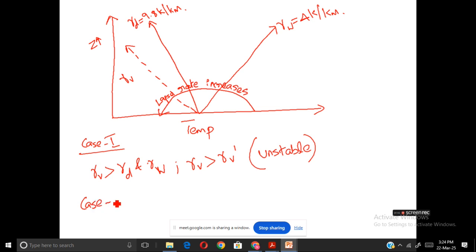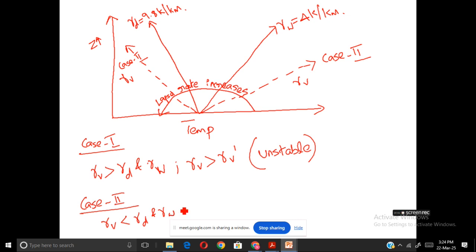Now the second case. Let us consider that the value of gamma V is less than both gamma D and gamma W, which basically means gamma V is less than gamma V dash. We already learned that this is a stable condition. Gamma V less than gamma V dash is a stable condition.